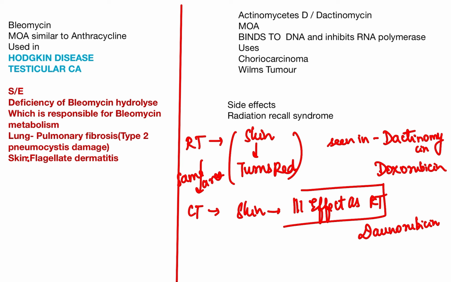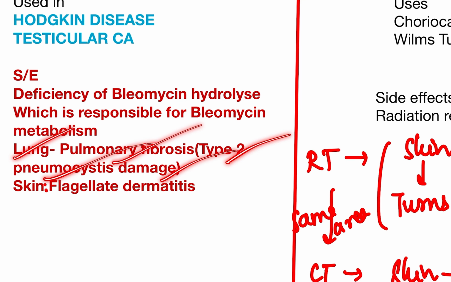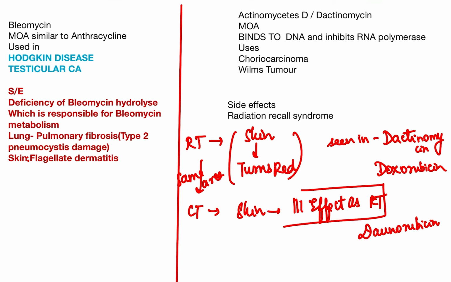Bleomycin has a mechanism of action similar to anthracyclines. It is used in Hodgkin's disease and testicular cancer. Side effects: deficiency of bleomycin hydrolase, which is responsible for bleomycin metabolism, gives rise to toxicity if it is deficient. Bleomycin toxicity: in the lung it causes pulmonary fibrosis because of type 2 pneumocyte damage. In the skin it causes flagellate dermatitis.